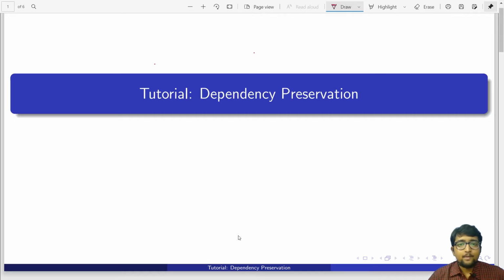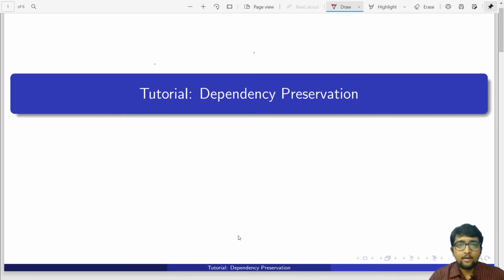In this tutorial, we will be learning about dependency preservation. Now, you all know about functional dependency and what it means. Dependency preservation is a concept where we try to preserve the dependencies after decomposing the relations. Lossless decomposition and dependency preservation are totally exclusive of each other.